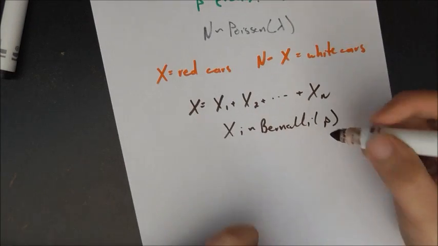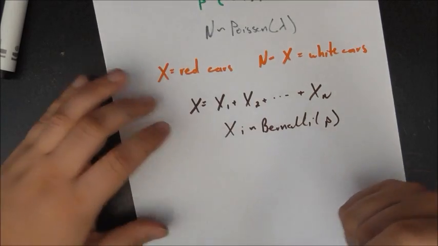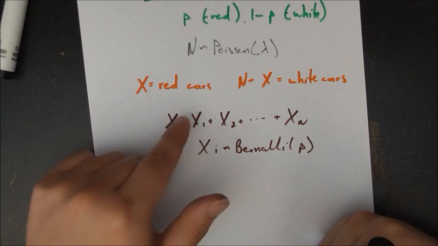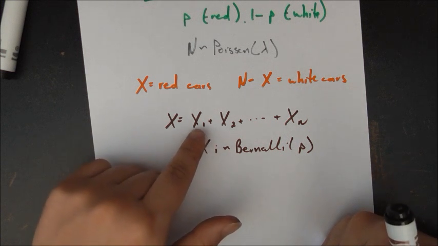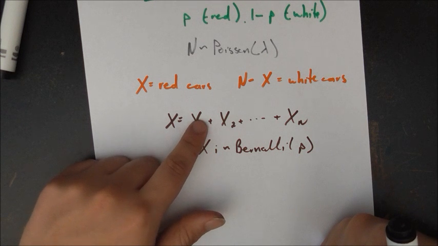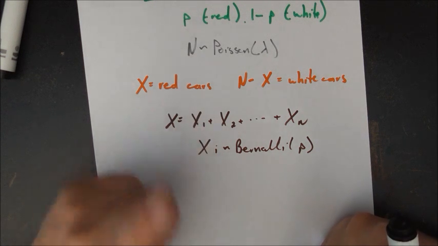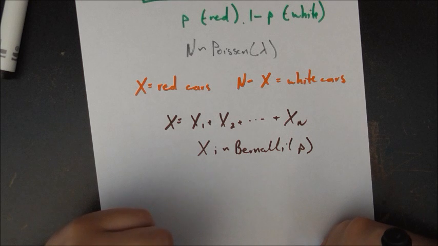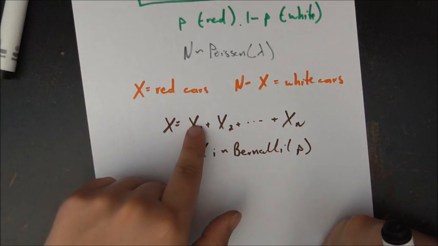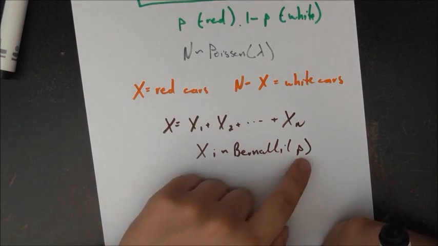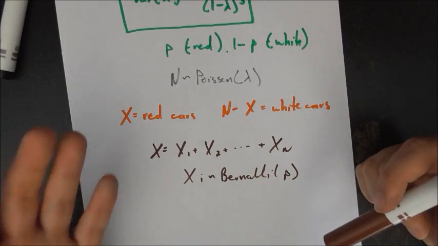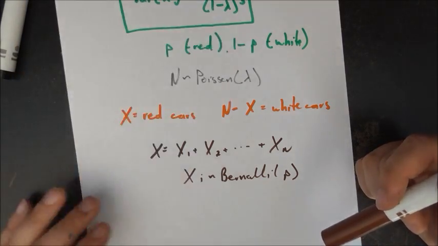So this is where all these things are coming together. We have a Bernoulli, here's a Poisson. So why is this making sense? This is because it's as if when you're picking a car, you're figuring out whether or not this is a red car. So if x1 is 1, then you did pick a red car. If x1 is 0, then you picked a white car. And this makes sense because this is Bernoulli with parameter p. So the probability that x1 is 1 is p, and the probability that x1 is 0 is 1 minus p, which exactly correlates with the proportion of red and white cars.